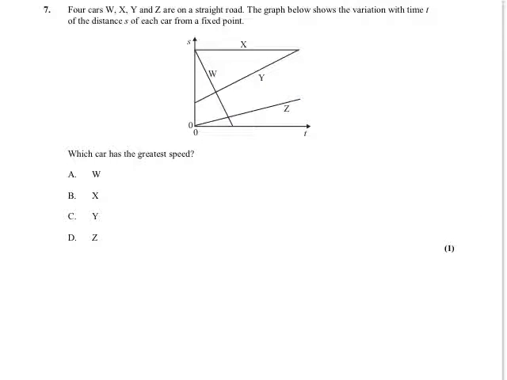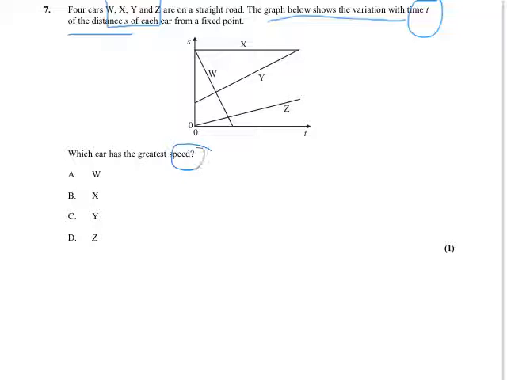4 cars, W, X, Y, and Z, are on a straight road. The graph below shows the variation with time t of the distances s of each car from a fixed point. Which car has the greatest speed?